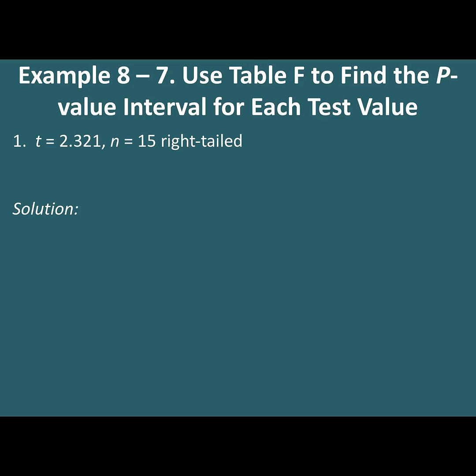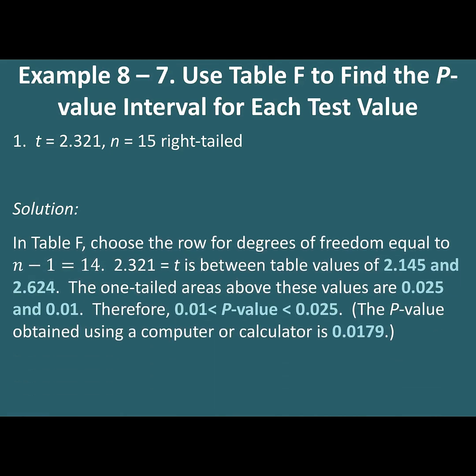Let's look at an example. Here, we're going to find the p-value interval for each test value. Note here that the t-value and n are already given. So in table F, we choose the row for degrees of freedom equal to 14. Note here again, n is 15, therefore degrees of freedom is n-1, which is 14.